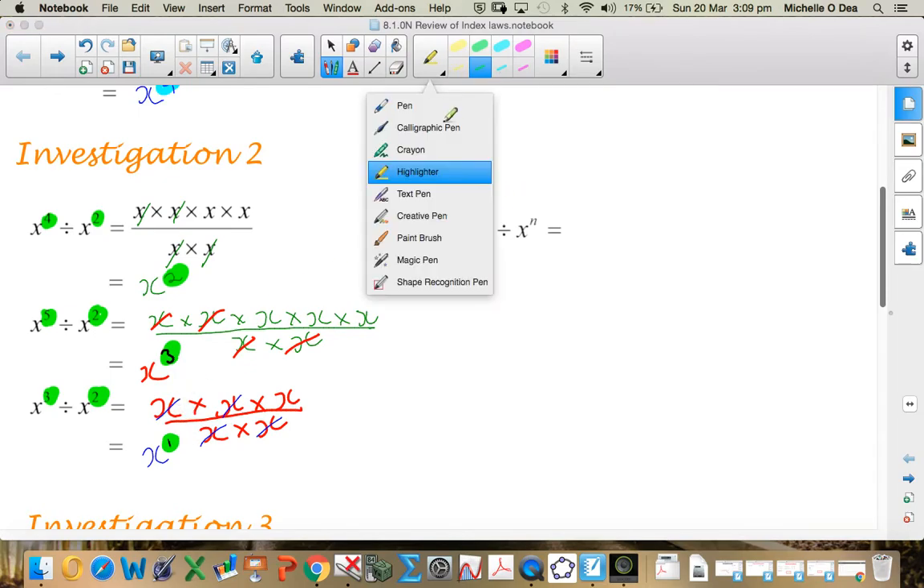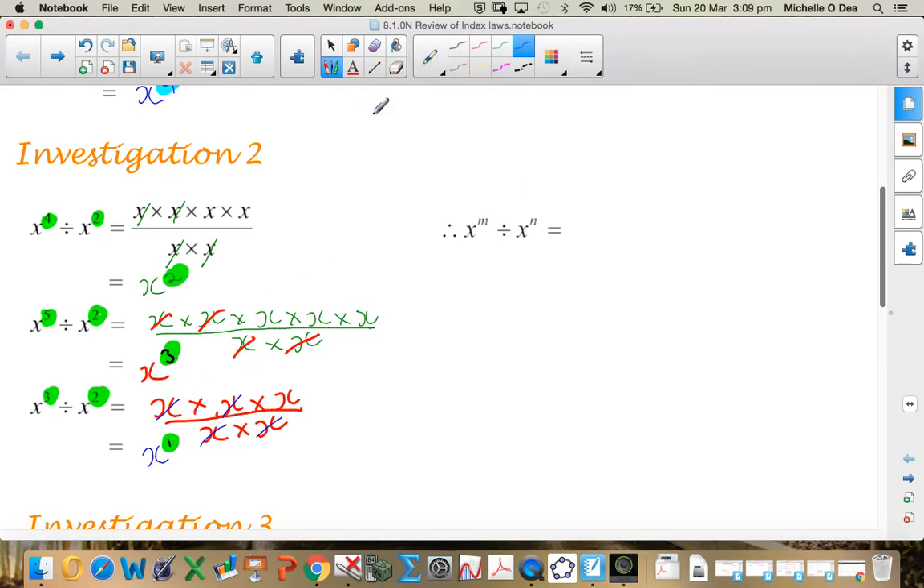So hopefully what you've noticed is this time, when we're dividing exponents, the quick way to do it, of course, is we just subtract them. Okay, we divide two exponents.